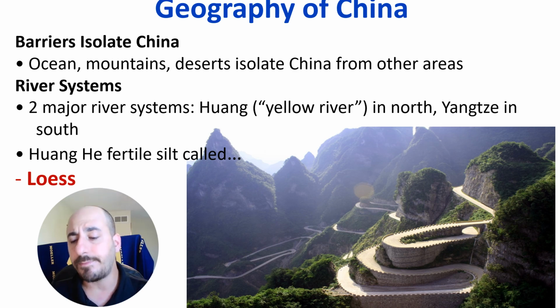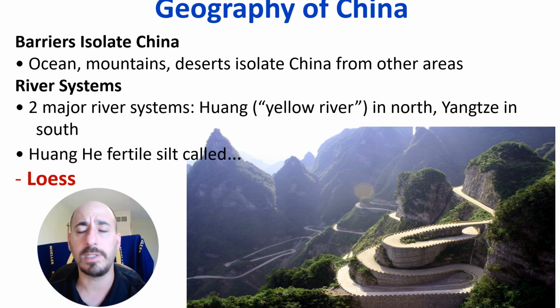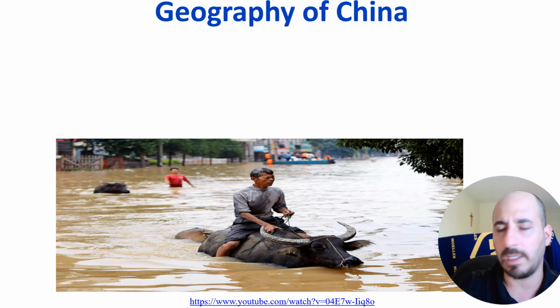Now, that said, China has a unique topography which affects the type of crops that they can grow, and this is fairly common in Asia. Now, so let's talk about that.